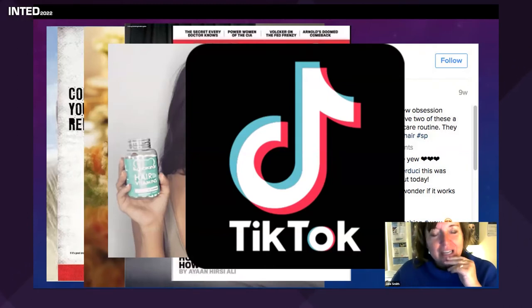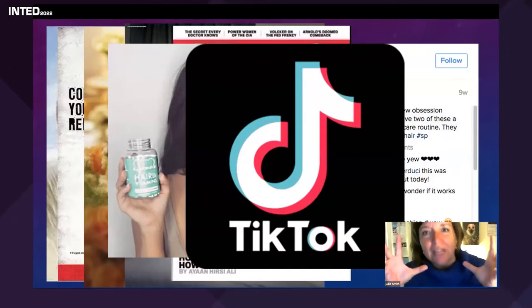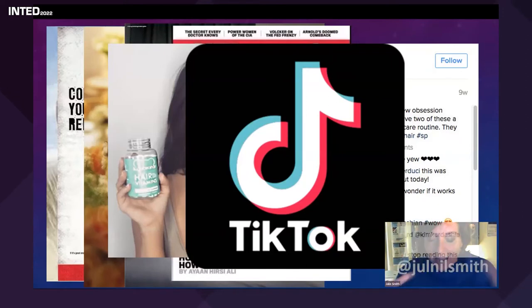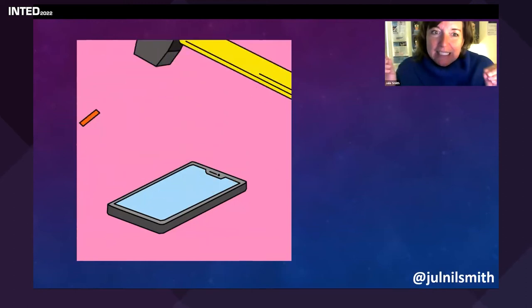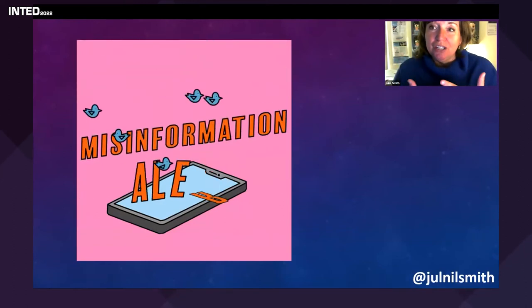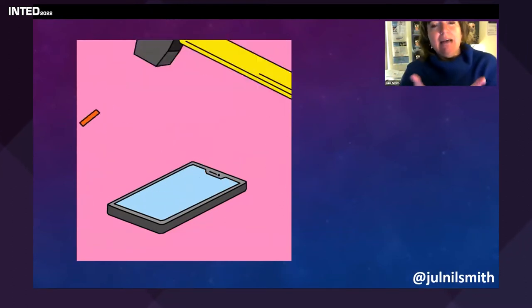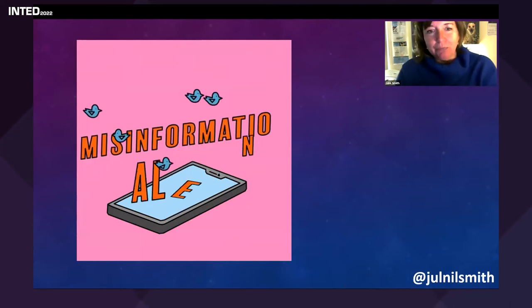I found out yesterday that 90% of my students are getting all of their news about what's happening in Ukraine from TikTok, an unfiltered, unverified platform. So these critical thinking skills are more important than ever. And one of the biggest issues is the amount of misinformation that is online. And this has happened for a few reasons.